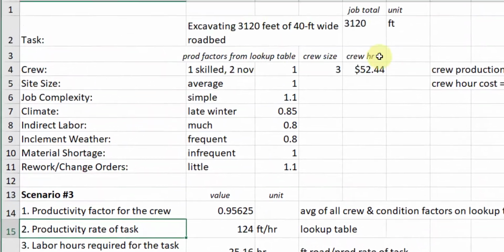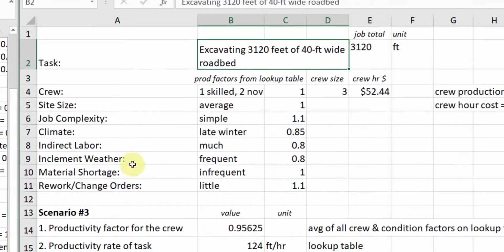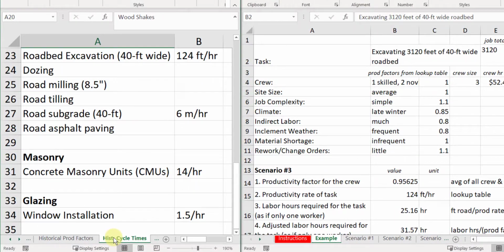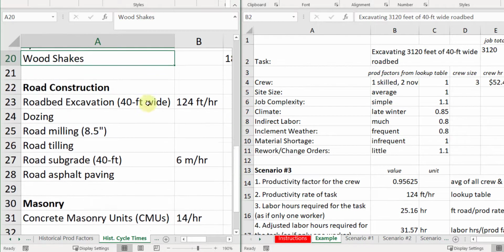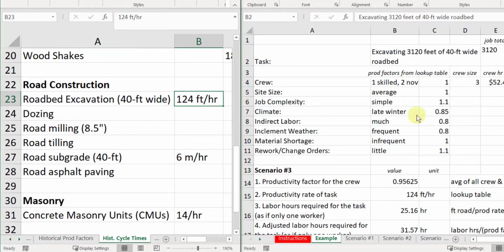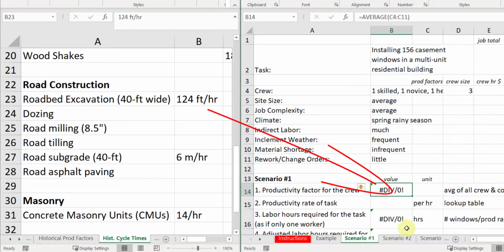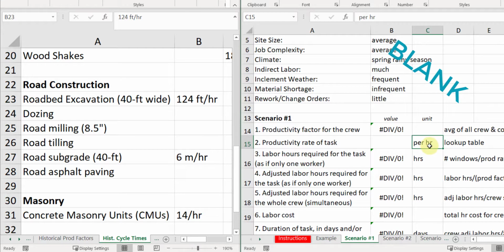Well, what was my task? Excavating a roadbed. So now I look at cycle times. Even though it's a linear project, I had to name the tab something. So look here, roadbed excavation, 124 feet per hour. So I put the 124 in the value. I put the feet per hour in unit. Notice all it says here is per hour. You have to put what that is.